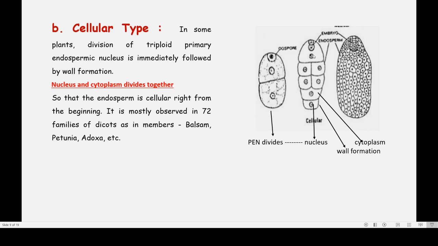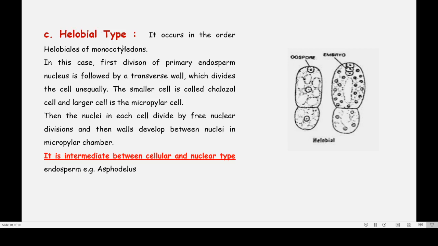Here you can see cytoplasm and nucleus both are dividing, along with the wall formation. Wall formation is also there with the nucleus and cytoplasm division. So that type of endosperm is cellular type. Third one is halobial type. This is the intermediate stage between the cellular and nuclear type.